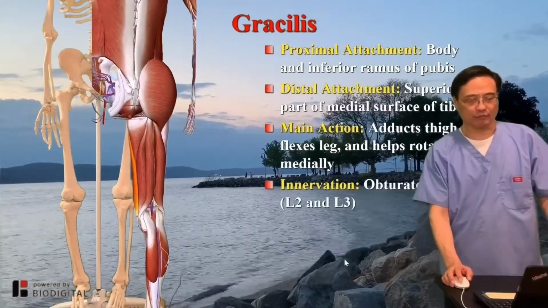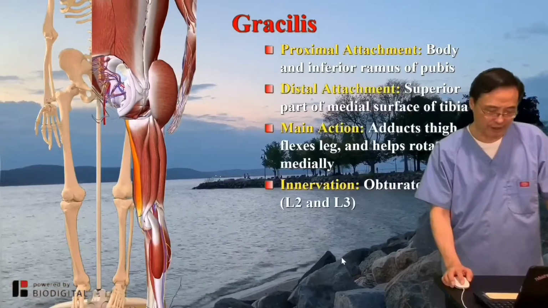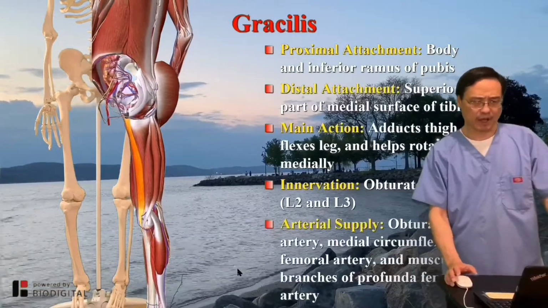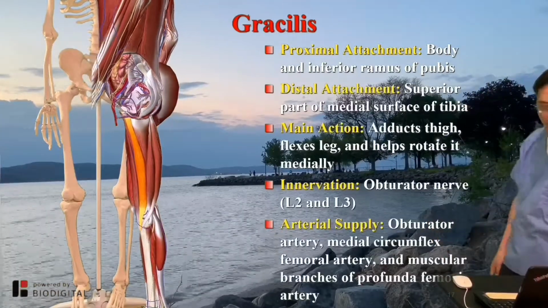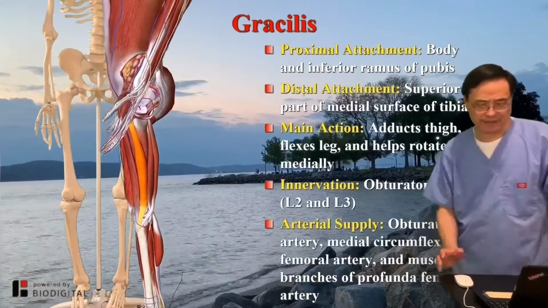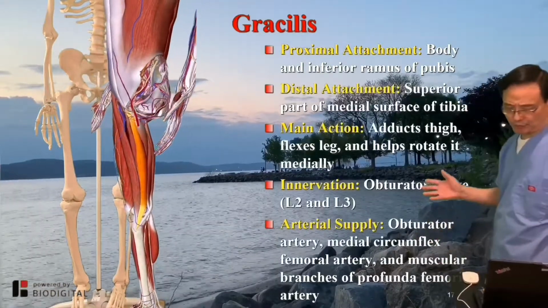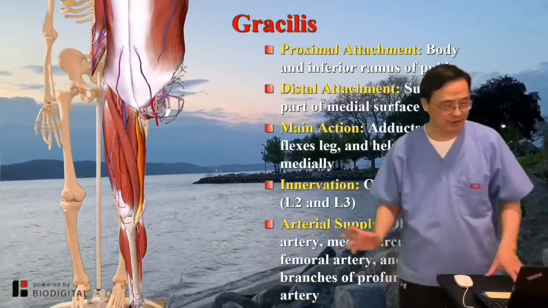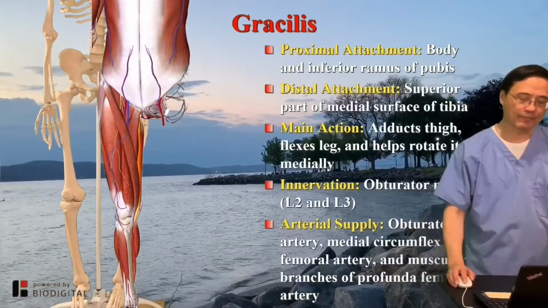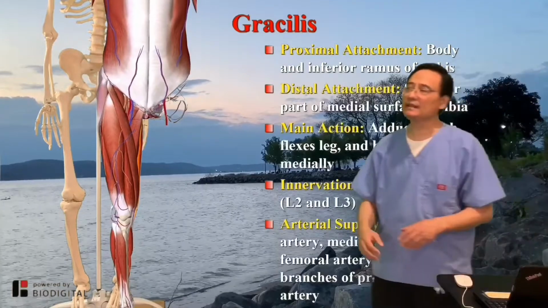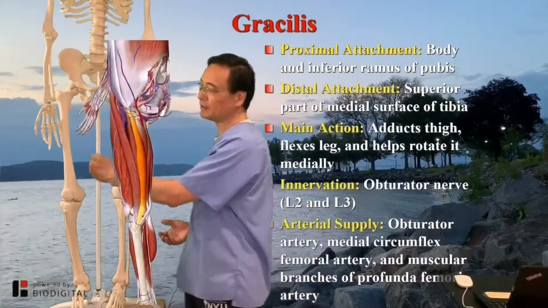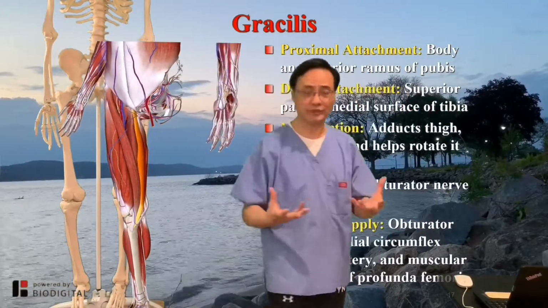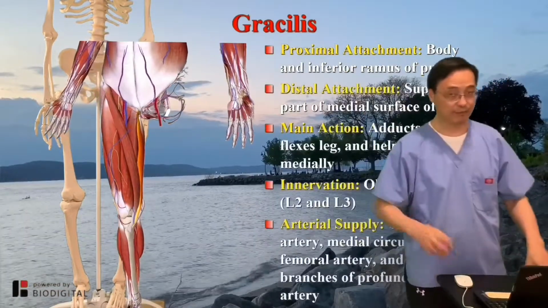Innervation: obturator nerve, of course, adductor group, L2 to L3. Arterial supply: obturator artery, medial circumflex artery, and the muscular branches of the profunda femoris artery, all right? So also a lot of them. But generally speaking, in the adductor group, you're going to have a lot of arterial supply. You have more blood supply there compared to the lateral side.